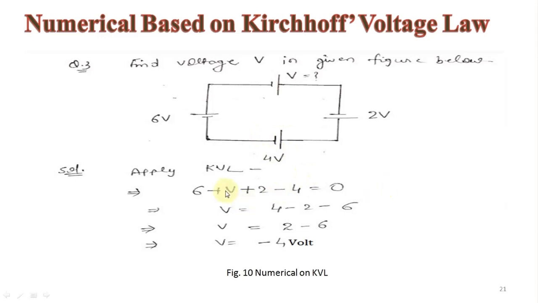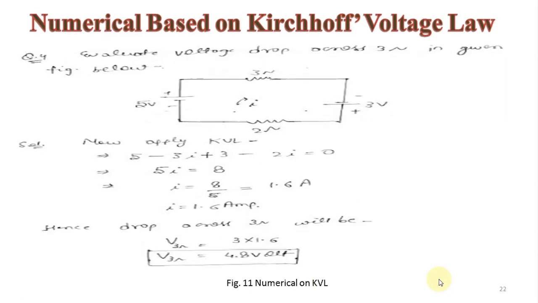So the value of voltage we find out, V is equal to 4 minus 2 minus 6. So the value of the voltage is V is equal to minus 4 volt. Okay, so on to the next numerical problem of Kirchhoff's voltage law.